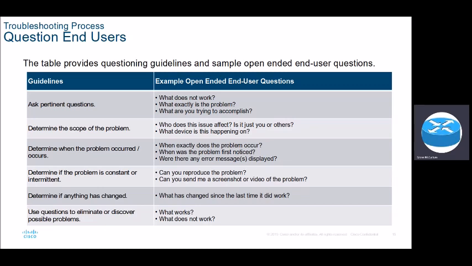Determine when the problem occurred or occurs. When exactly does it happen? When was it first noticed, and were there any error messages displayed? Determine if the problem is constant or intermittent. Can you reproduce the problem? Can you send me a screenshot or video of the problem? Determine if anything has changed. What has changed since the last time it did work? So maybe a device or setting has been changed, or whatever it might be. And then use questions to eliminate or discover possible problems. So what works, what does not work?